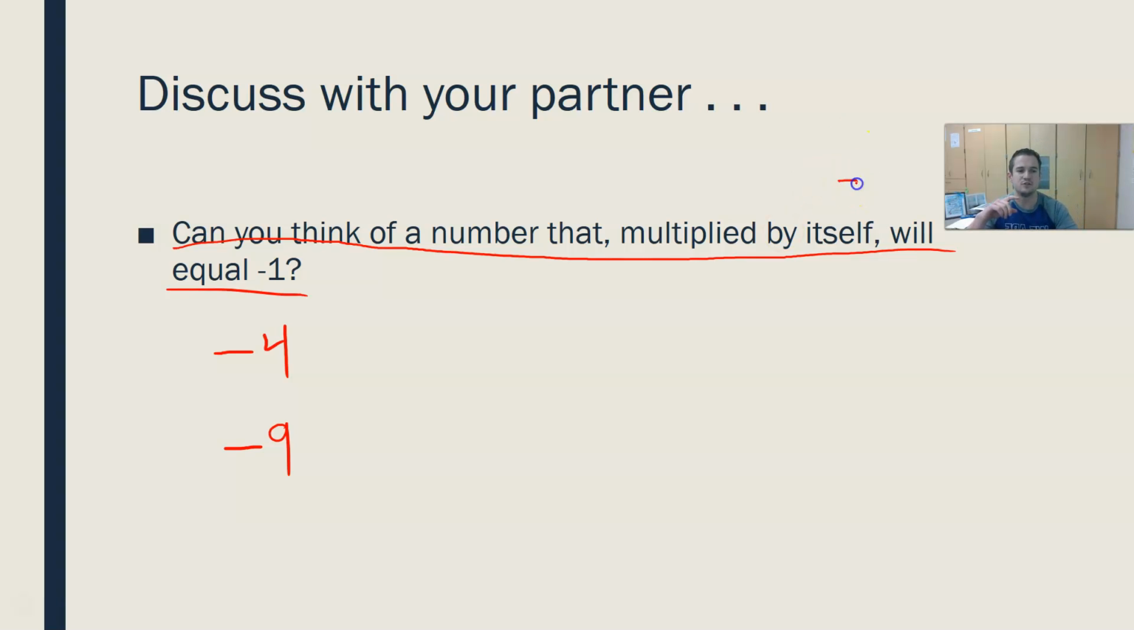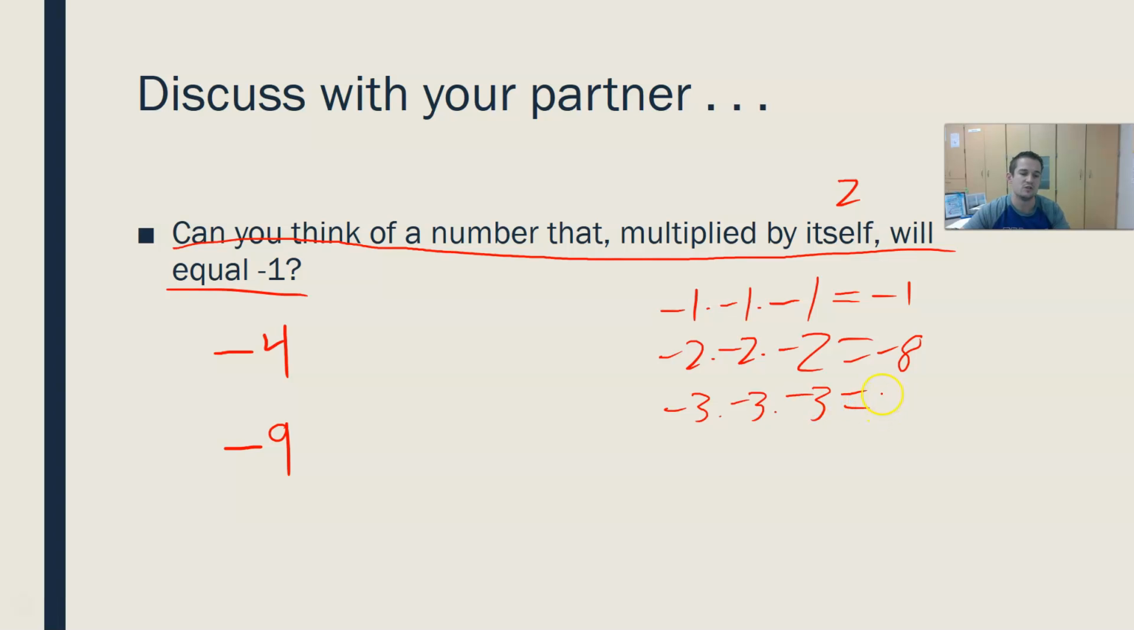Multiplied by itself 2 times. So, like when we were talking about a number multiplied by itself 3 times, like -1 times -1 times -1, or -2 times -2 times -2, if I multiplied those together, this still gave me -1. This gave me -8. -3 times -3 times -3 is equal to -27. When I was multiplying a negative by itself 3 times, I still got a negative.